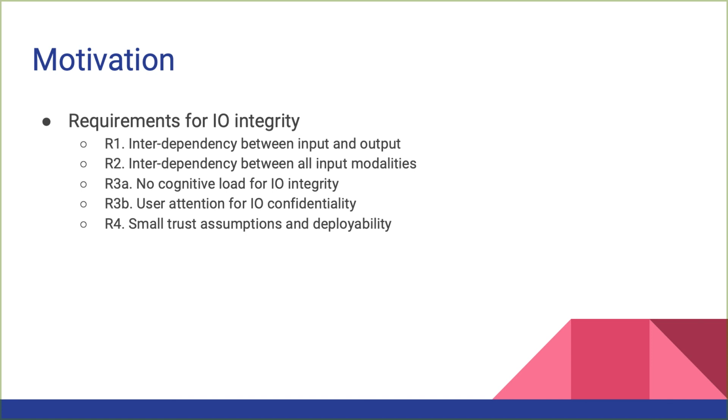The third requirement is no cognitive load for I/O integrity. That means while you're typing into the form, ideally you don't want the user to keep an eye on suspicious activity outside of the form. The 3B is related, user attention for I/O confidentiality. Again, that relates to making sure the user doesn't have to pay attention to the outside of the form to ensure that they're not clicking on the wrong thing. And then finally, the fourth requirement is small trust assumptions and deployability. We want our protection system to be portable and easy to install, so you don't have to rely on hypervisors or trusted execution environments with huge code bases. And we would ideally like to not install anything.